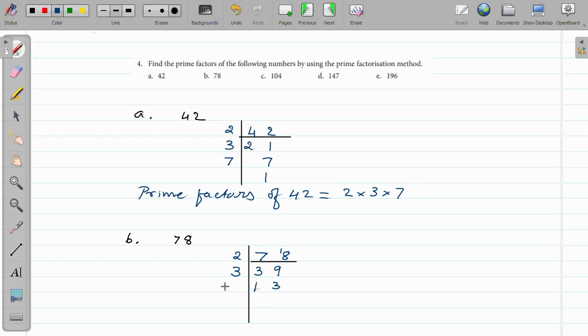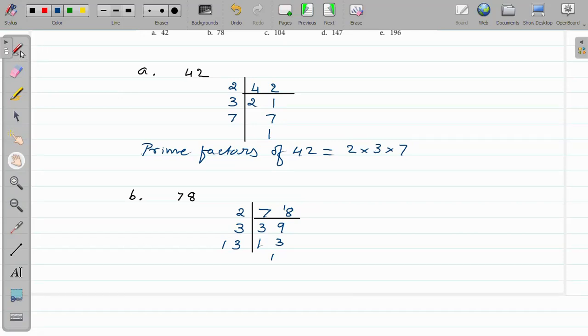Now 13 is a prime number, so it is not divisible by any number. We will take 13 only. 13 ones are 13. So now we got all the prime factors of this number 78. Now we will write the final answer. That is, prime factors of 78 is equal to 2, 3 and 13. 78 is equal to 2 into 3 into 13.